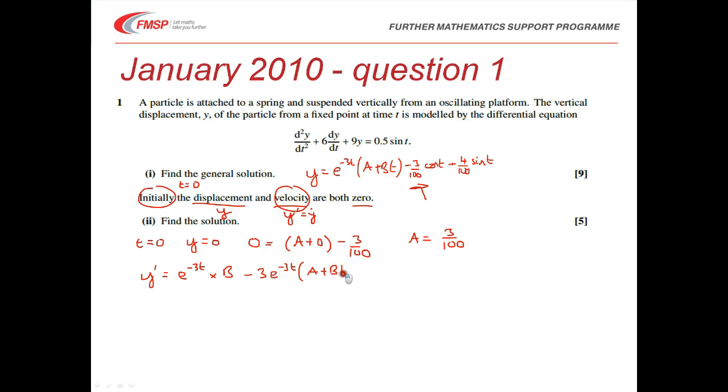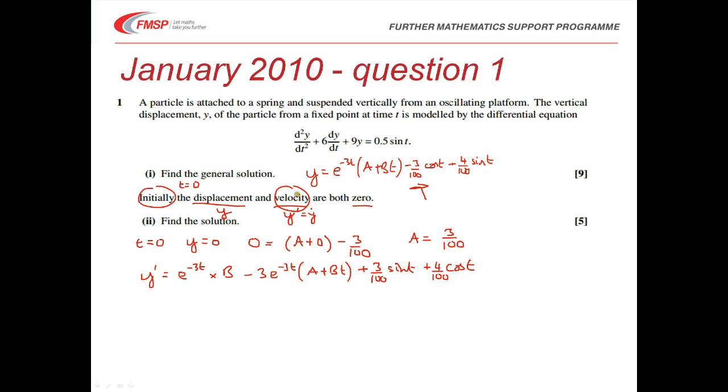plus bt. And then continuing on differentiating all this, I'm going to have to get plus 3 over 100 sine t, because cos differentiates to minus sine, and then minus 4 over 100, plus 4 over 100 cos t, because sine differentiates to cos. So that is y dot or y dashed.